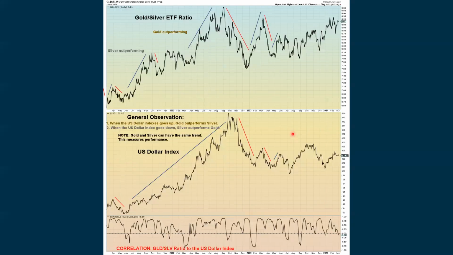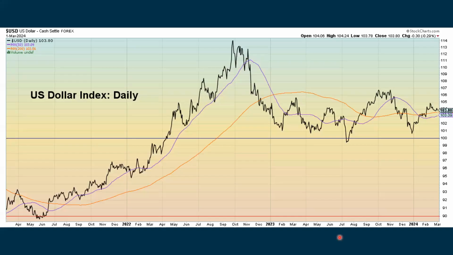Then we look at the gold to silver ratio on top, and sometimes we can get some insight by comparing it with the US dollar index in the middle. Well, right now, that relationship isn't very strong. The dollar has been rebounding since the beginning of 2024. It's still in a longer term downtrend, but if we stay above these lines, we eventually may see a golden cross here.